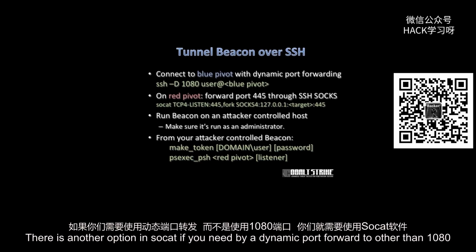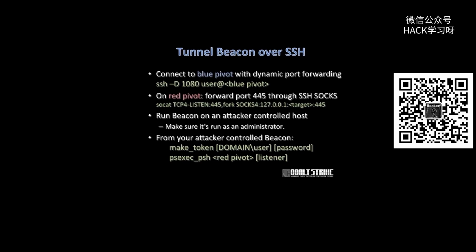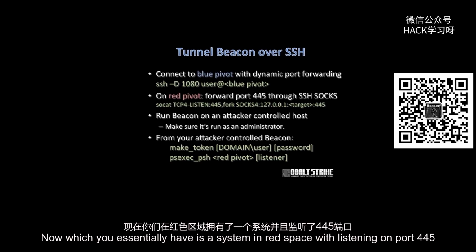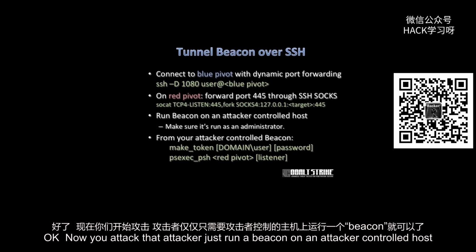The port 1080 piece is implicit when you do SOCKS4 this way. There is another option in SOCAT if you need to bind your dynamic port forward to a port other than 1080. If not, this works pretty well. Now what you essentially have is a system in red space listening on port 445, and anything that comes to that 445 is going to reach your target in blue space, okay?